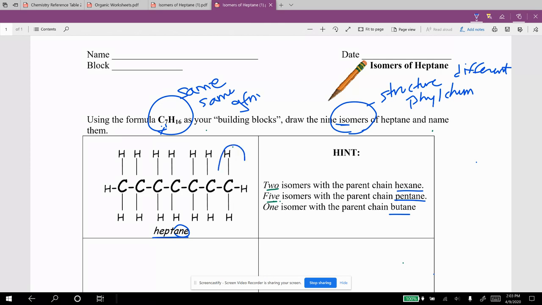Basically, when you're making an isomer, you're just removing a carbon and you're going to put it somewhere else. You're making a different structure. It's like playing with Legos, right? I have 7 blue Legos and I have 16 yellow Legos. What can I make with it? And each time I make something, it has to be different.